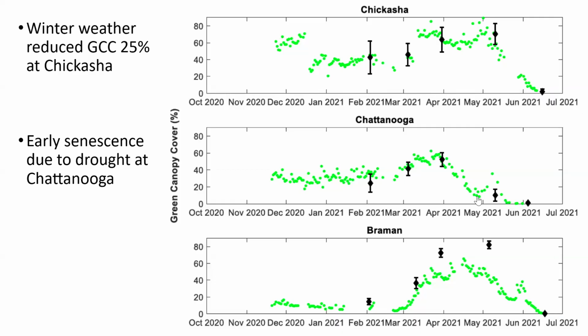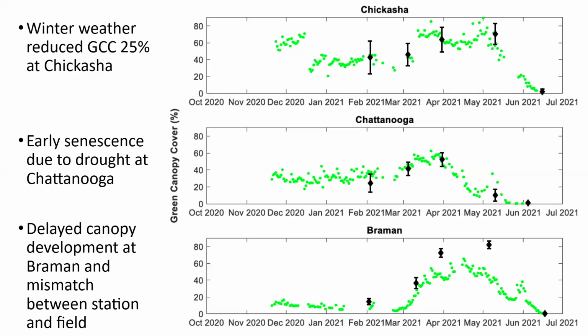Again, we see a really good correspondence between what we saw on the soil moisture side and what we're seeing here. At Bremen, you can see what we saw earlier, that there was very little canopy development of that crop until well into March. That's why we saw that delayed soil water use that we observed in the prior slide.